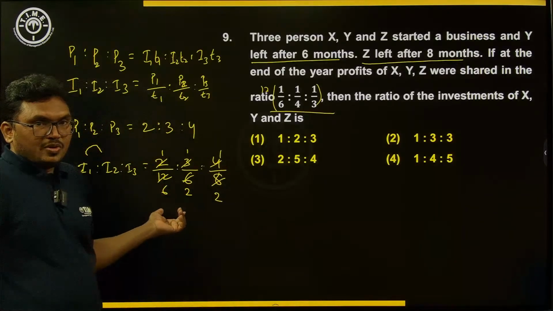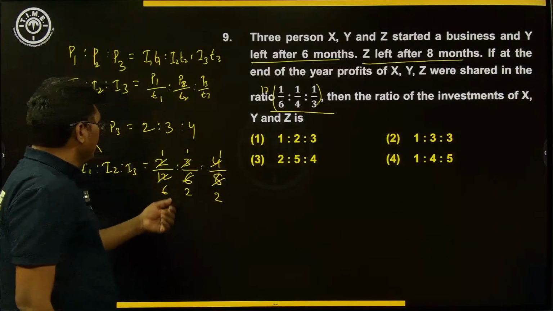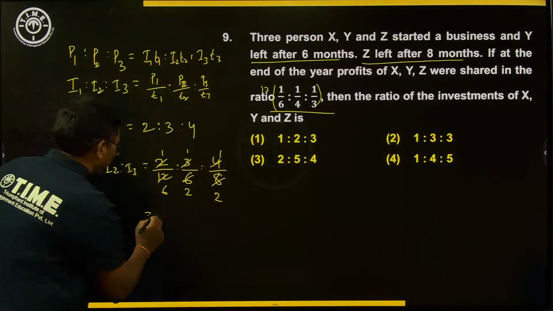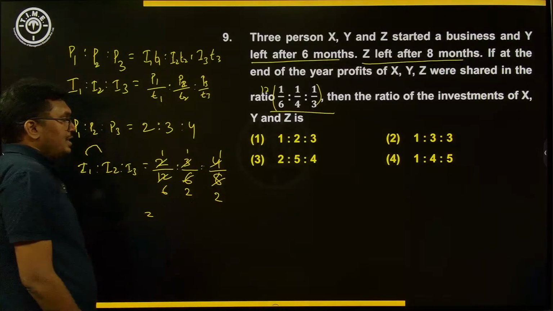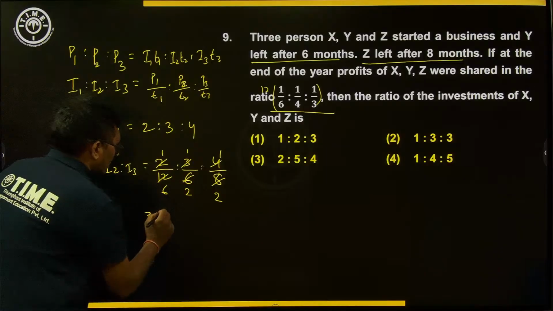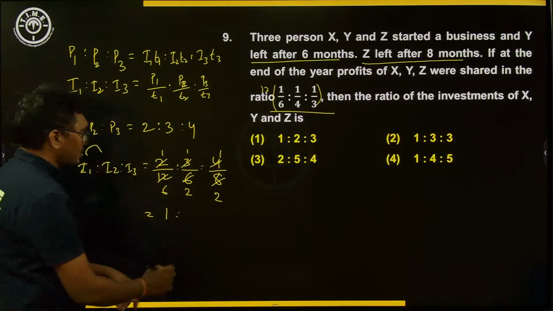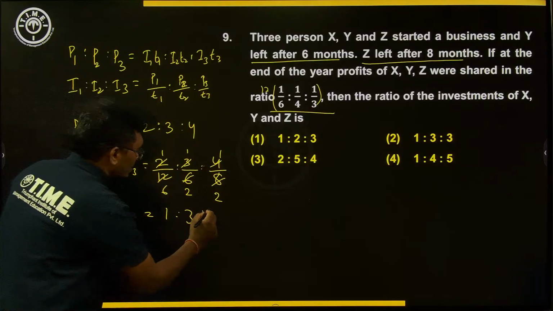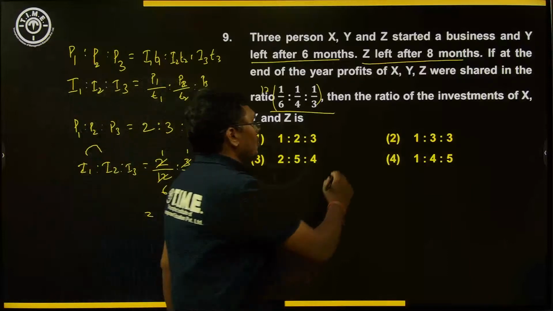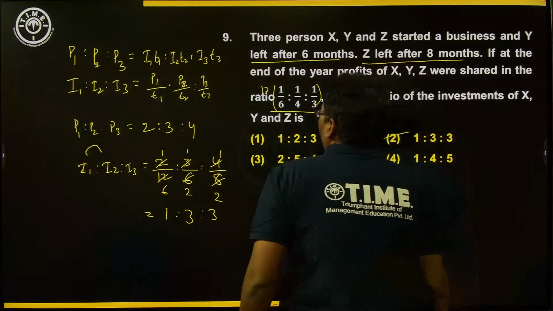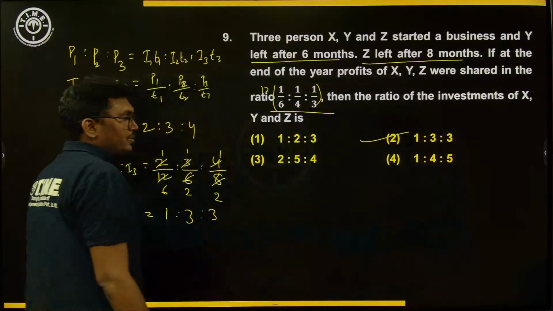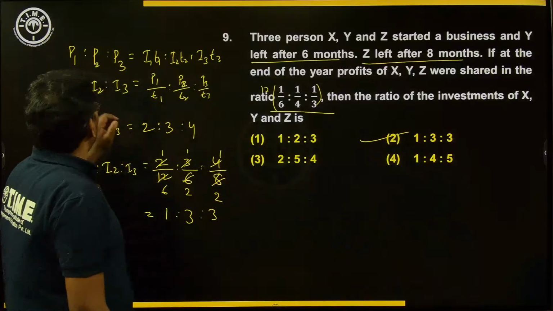So what is the LCM of 6 and 2? That is 6 only. If you multiply this whole ratio with 6, we will get 1 is to 2 is to 3. So choice 2, right? Next, question number 10.